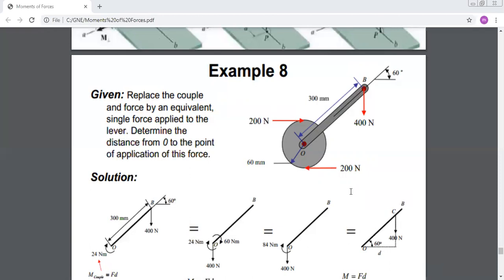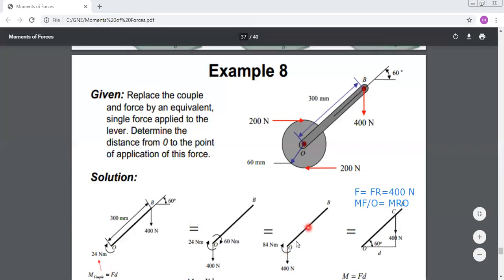The first condition is that the force should be equal to the resultant force you have, which is 400 Newton. This is the first condition of equivalent systems. The second condition is that the moment of this force about O should be equal to the resulting moment calculated about O. To meet the first condition, it's very simple. You keep the force of 400 Newton as it is, and you displace it on OB.